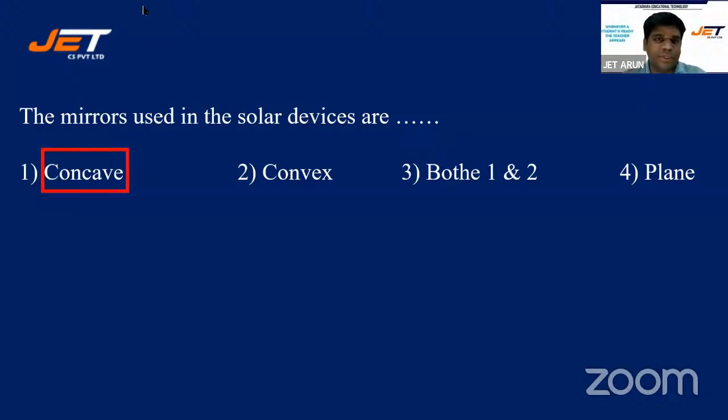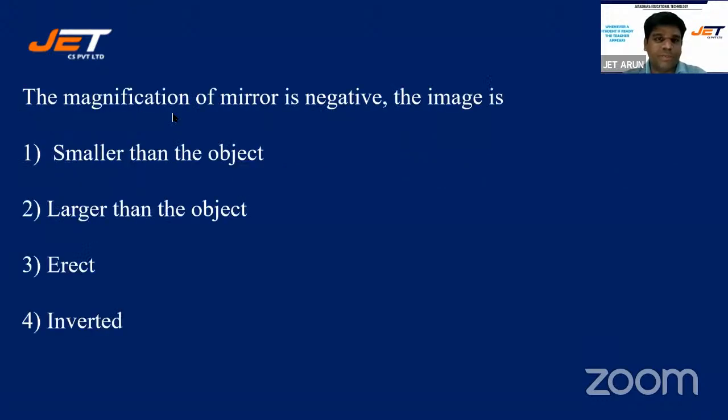Yes, concave mirror is absolutely right, students. Good. But one student has answered plane mirror. That cannot be plane mirror. All right, please correct yourself. The magnification of a mirror is negative. The image is smaller than the object, larger than the object, erect or inverted. If it's negative, what does negative mean? What does the negative in the magnification signify?